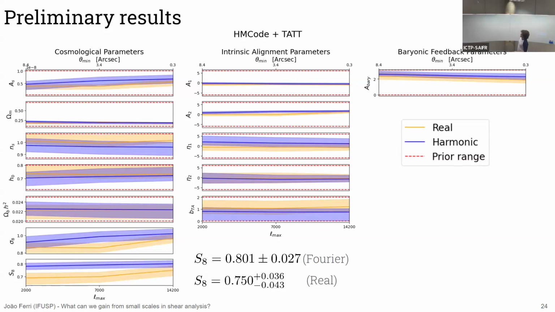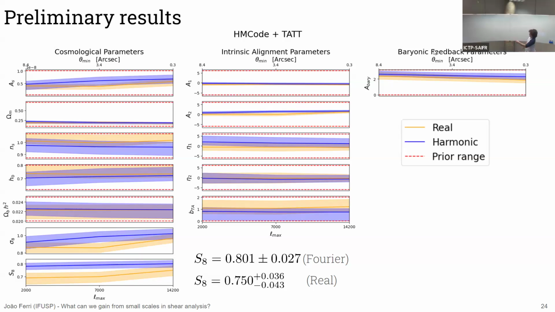So how to read these plots? Basically, the blue lines are the best fits for the harmonic space analysis. The yellow are the best fits for the real space analysis. And as we go from left to right, we're including more and more data points, so we're going to lower and lower scales. This is the scenario in which we keep everything just as the official analysis of HSC using HMcode, so it's just one parameter for the baryonic feedback.